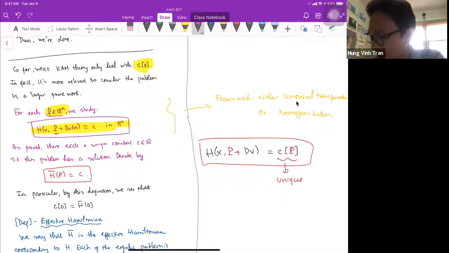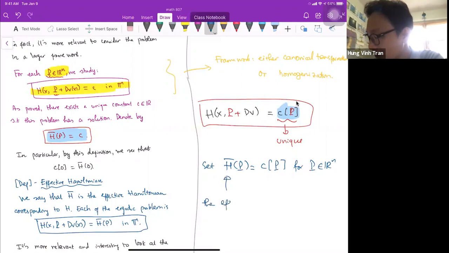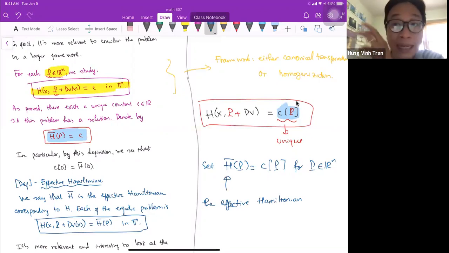So in the PDE framework, we give a definition. So we denote by H bar of P equals C of P. Okay, so set H bar of P equals C of P for P in R^n, and we say that H bar of P is the effective Hamiltonian corresponding to H. Okay, and you see that this is already hidden here. It's a problem about canonical transformation. Why?